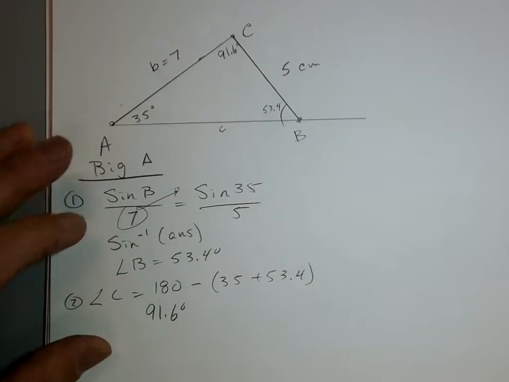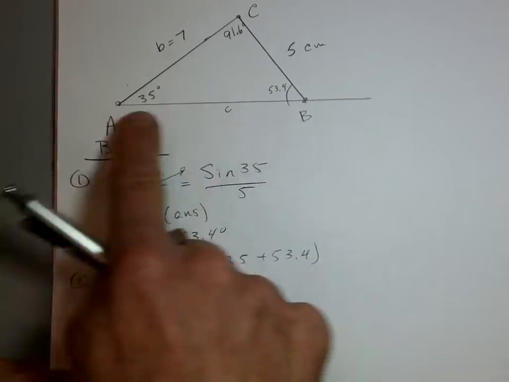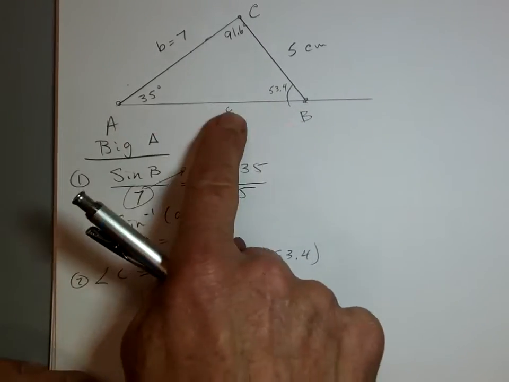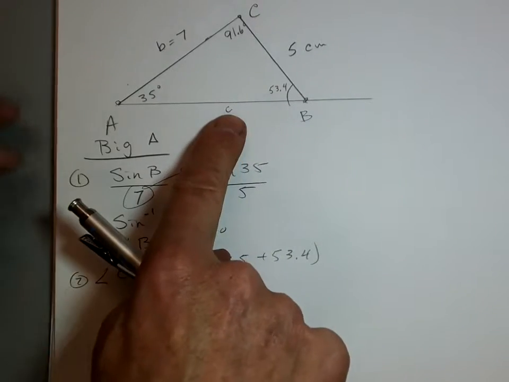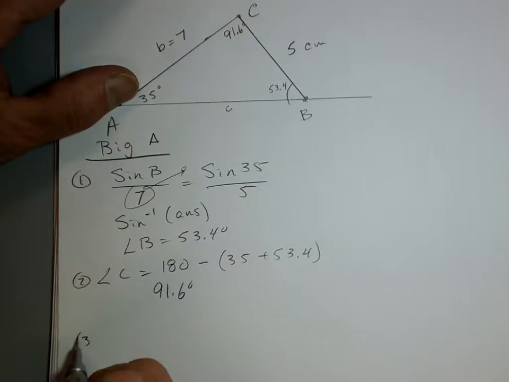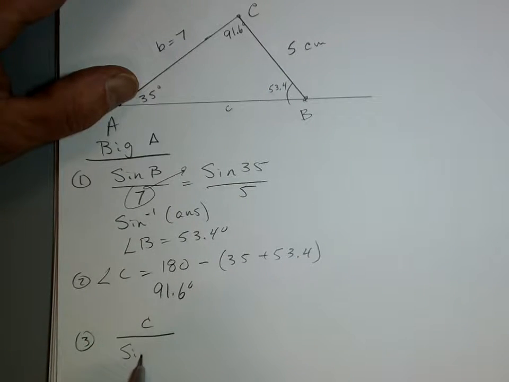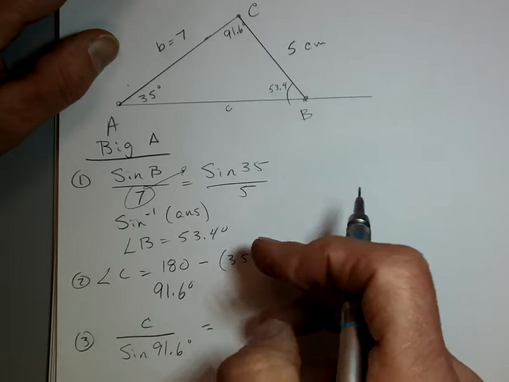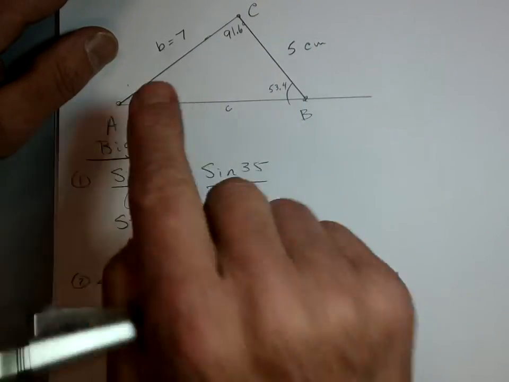And then finally, I need this missing side AB. To get this missing side AB, I'll set up the law of sines again. I'll do the opposite. So side C. Okay, third thing I'm going to do is go side C over the sine of 91.6 degrees equals, we'll go 5 over the sine of 35.